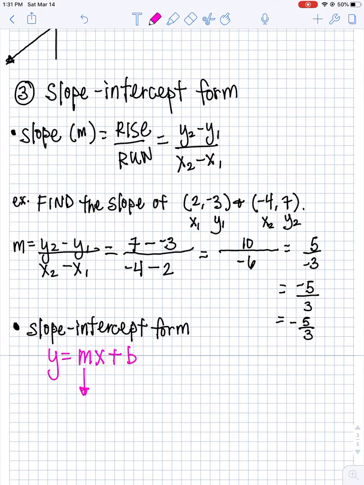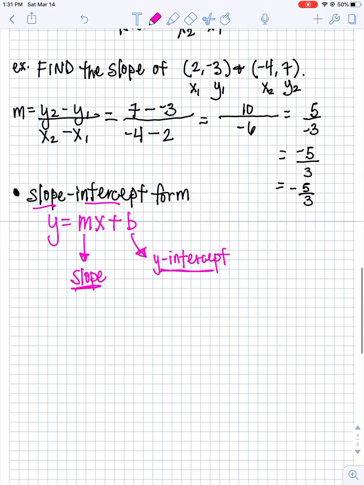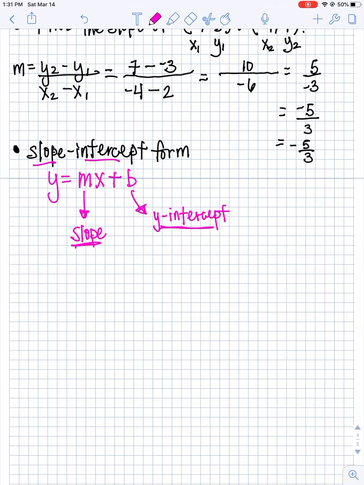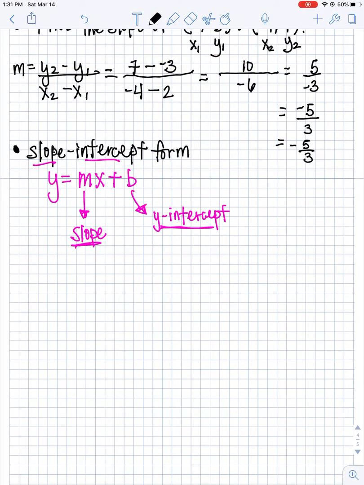And you guessed it, this m right here, guys, it stands for slope. And this b right here, guys, it stands for the y-intercept. Okay, that's how uncreative us math people are. We call it slope-intercept form because it has a slope and it has specifically a y-intercept. Okay, and so I'm going to give you 2 examples of graphing this.